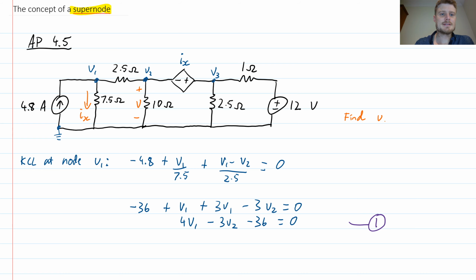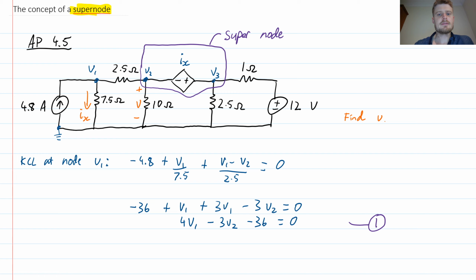That's the idea of a supernode. The way this works is I draw a box around these nodes which are connected by the voltage source, and I call that a supernode. This is just a combination of nodes, and together we lump it into one unit, and we write Kirchhoff's current law for this entire unit.